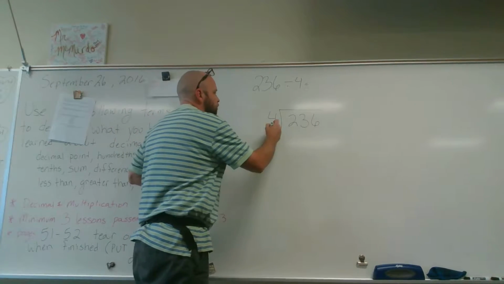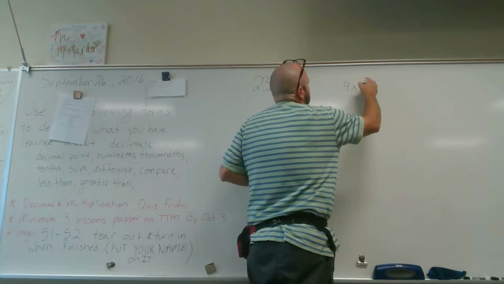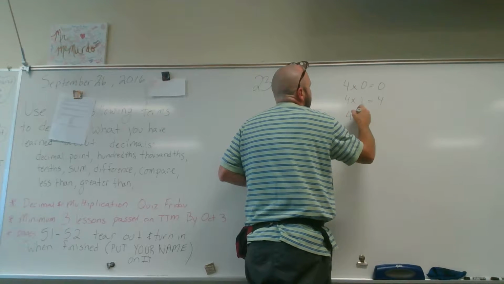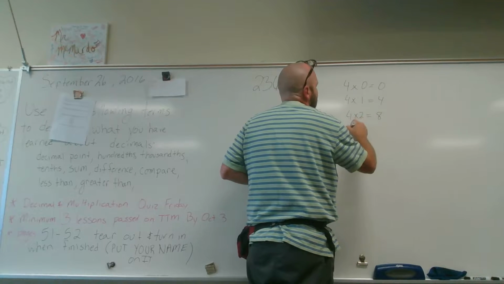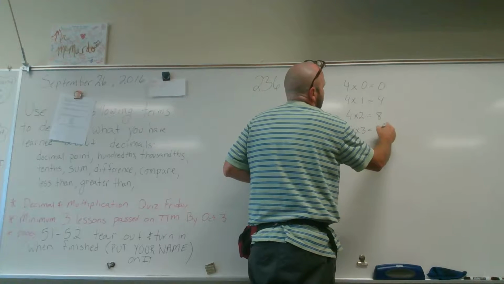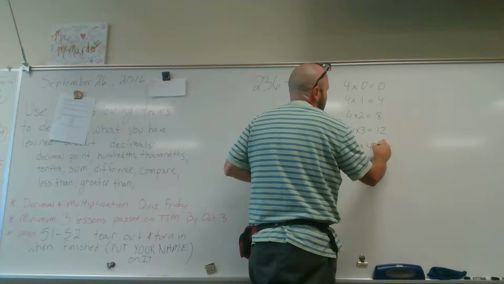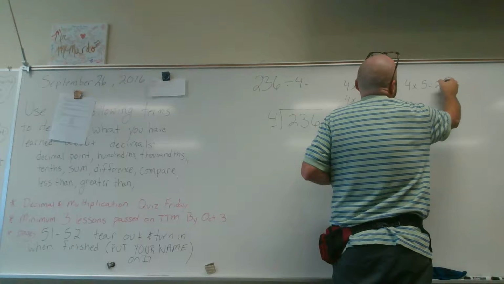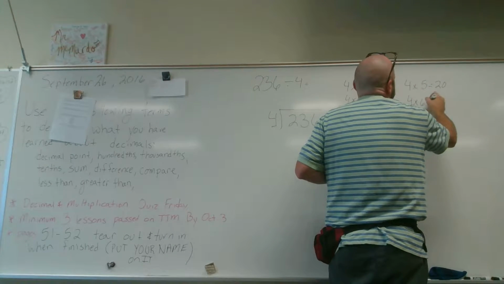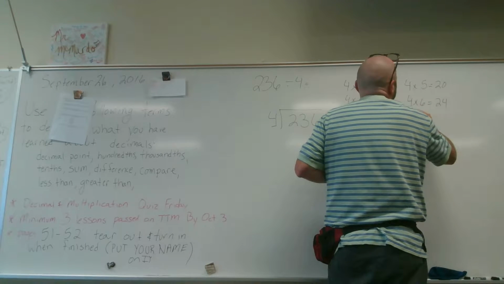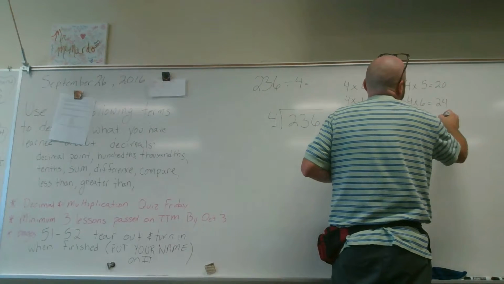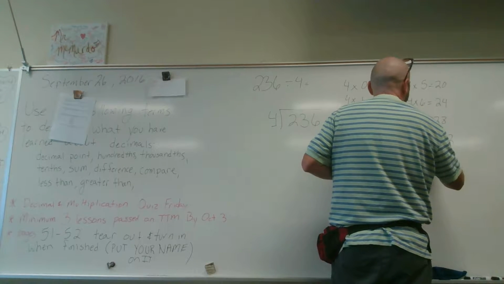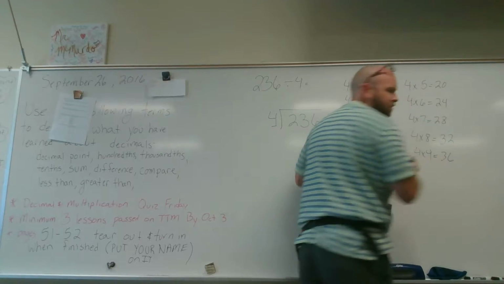my divisor, which is 4. 4 times 0 equals 0. 4 times 1 equals 4. 4 times 2 equals 8. 4 times 3 equals 12. 4 times 4 equals 16. 4 times 5 equals 20. 4 times 6 equals 24. 4 times 7 equals 28. 4 times 8 equals 32. And 4 times 9 equals 36.